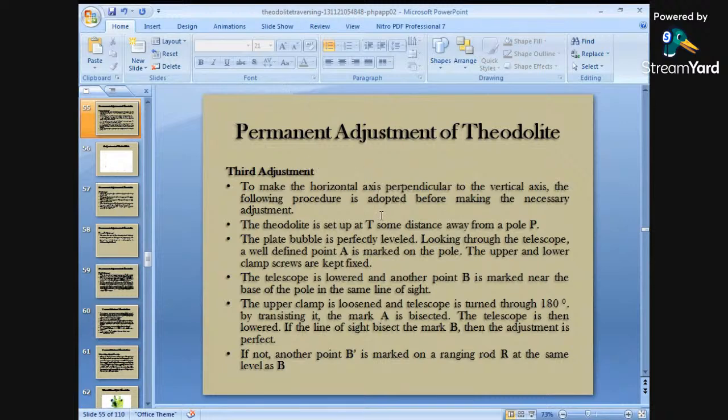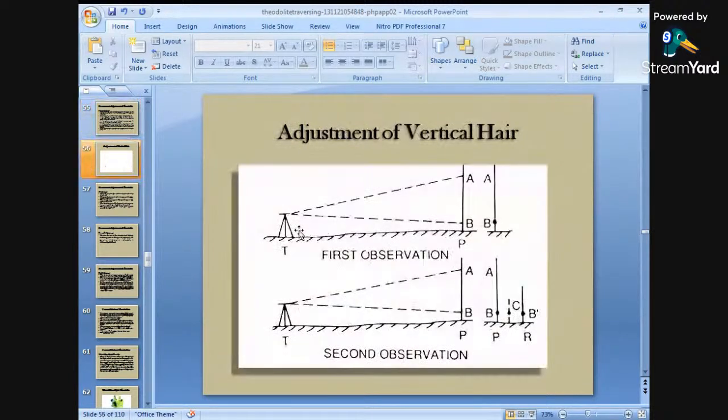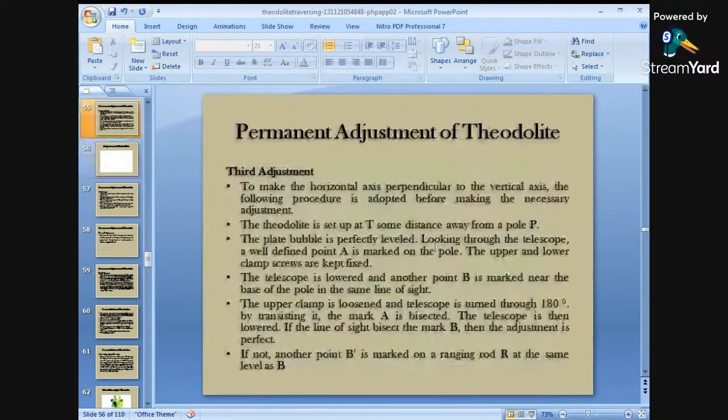After that, there is the third adjustment, to make the horizontal axis perpendicular to the vertical axis. The following procedure is adopted for making the necessary adjustment. The theodolite is set up at point T at some distance away from pole P. In this diagram you can see the theodolite fixed at some distance from point B. After that the plate bubble is perfectly leveled. Now you do the temporary adjustment, that is, leveling has been done.